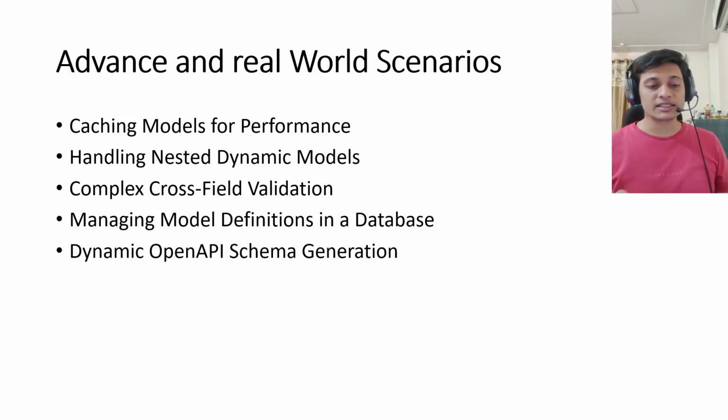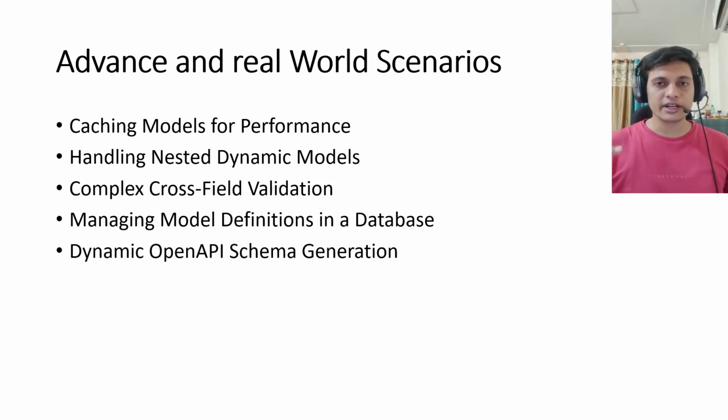Coming to the third part, complex cross-field validation. Just assume that your application is international and because of some federal laws, you have to provide some kind of discount to one particular state or some other type of restriction to another country or state. So for a single product, you have to apply different rules for different types of users or different geolocations. That will come under cross-field validation.